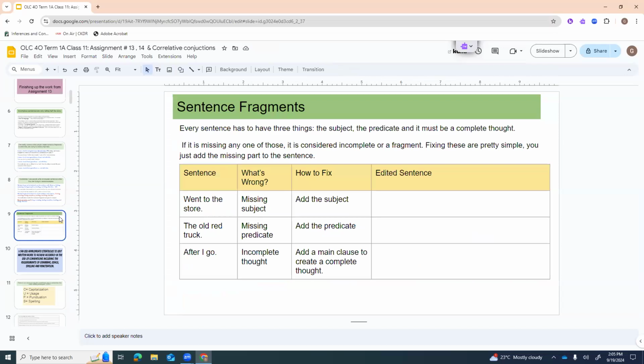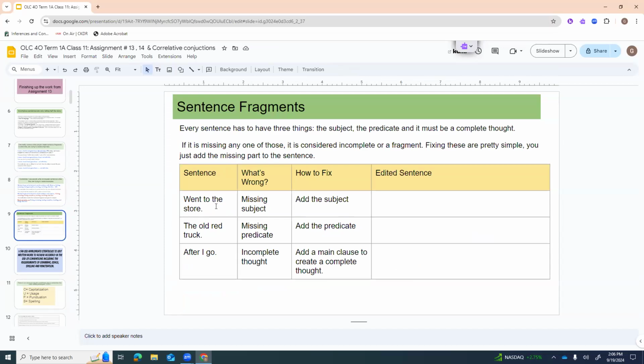So here is an example. We've talked about this before, but just as a repeat, every sentence has to have three things: a subject, a predicate, and it must express a complete thought. If the sentence is leaving you hanging, then it hasn't expressed a complete thought. Fixing these is generally really simple. All you have to do is add the part that's missing.